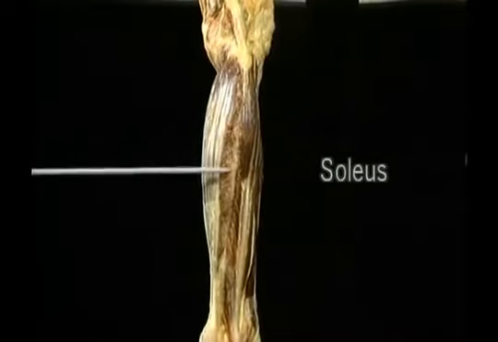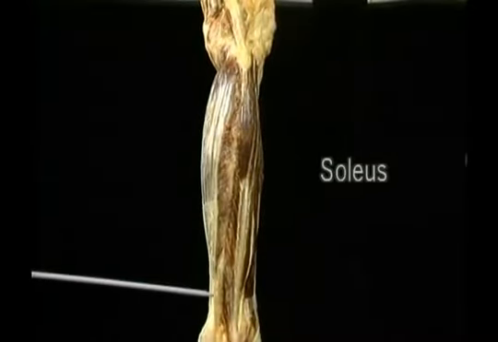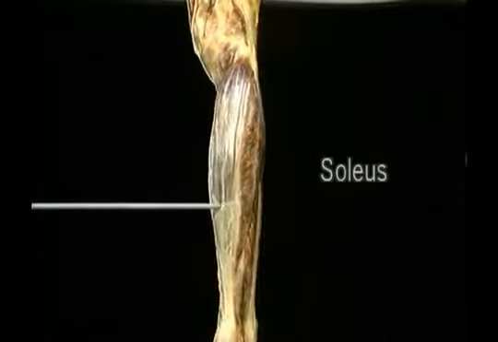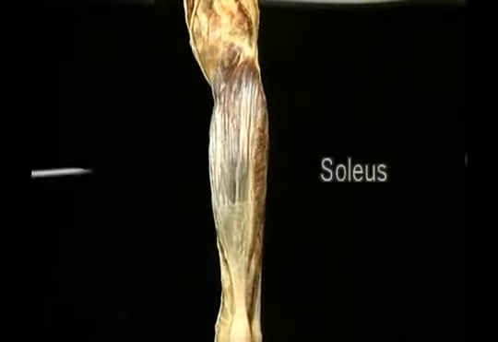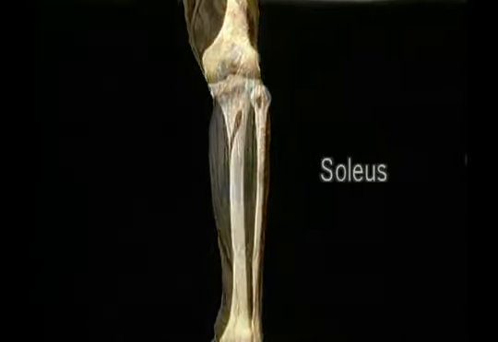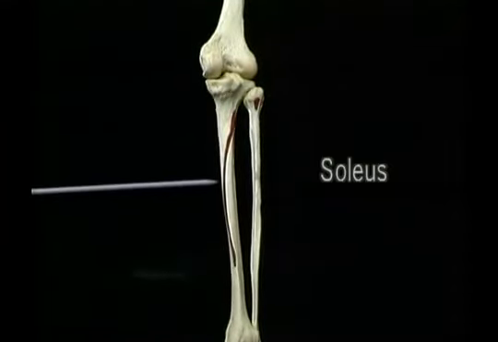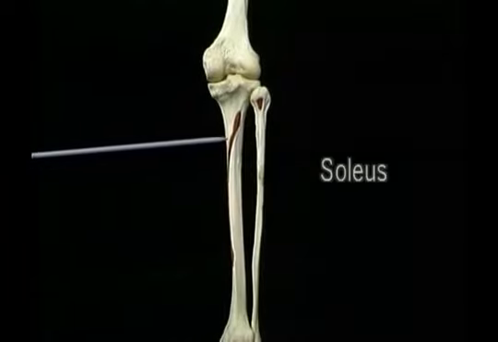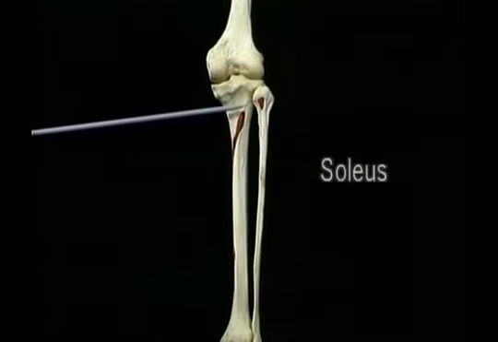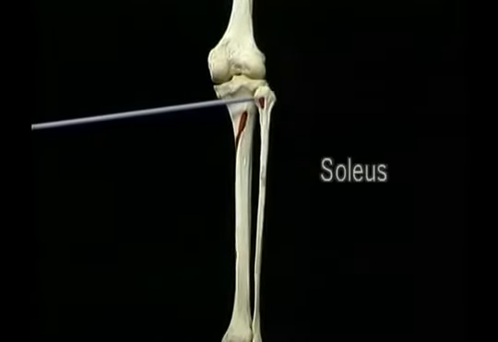Here's its lateral border. Here's the cut edge of the gastrocnemius tendon. Soleus arises from the medial edge of the tibia, from this oblique line on the back of the tibia, and from this area on the back of the fibula.